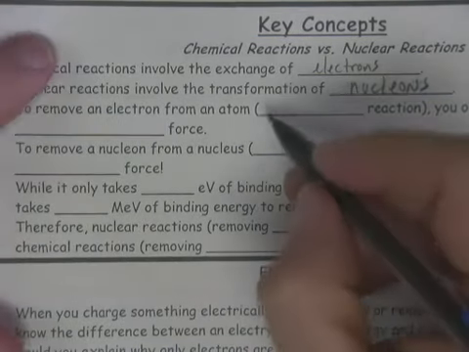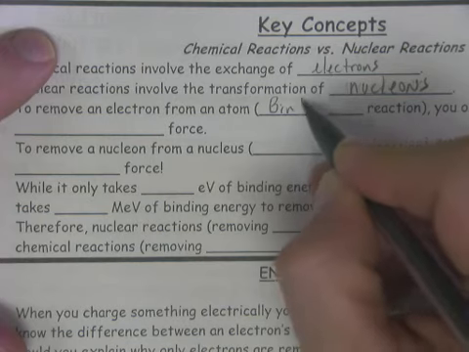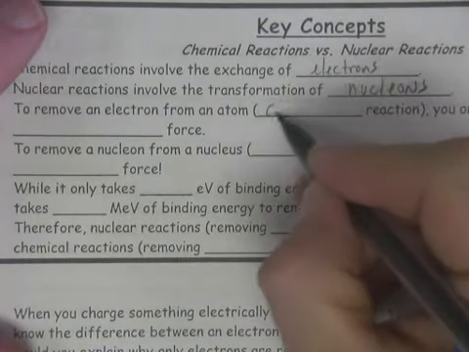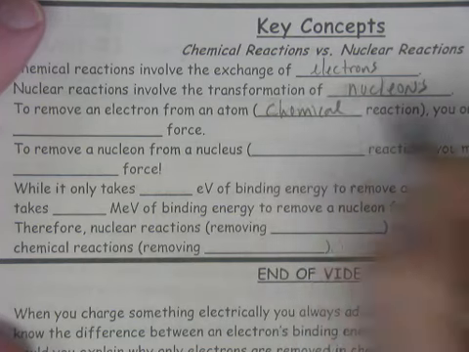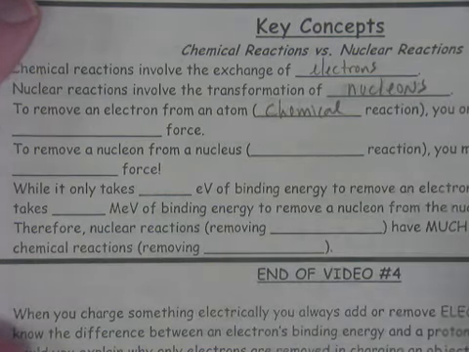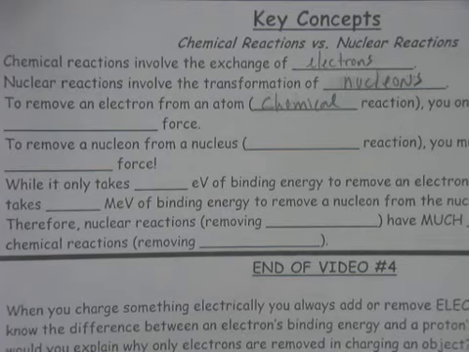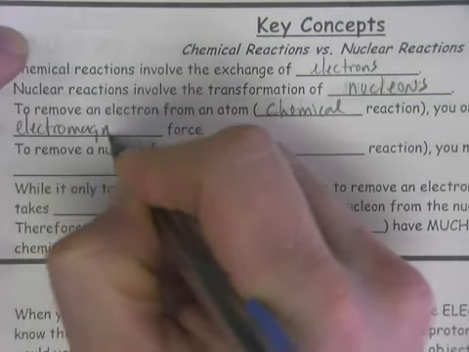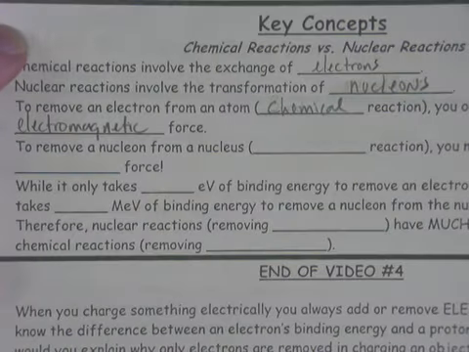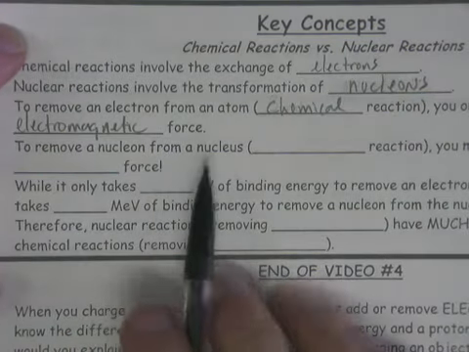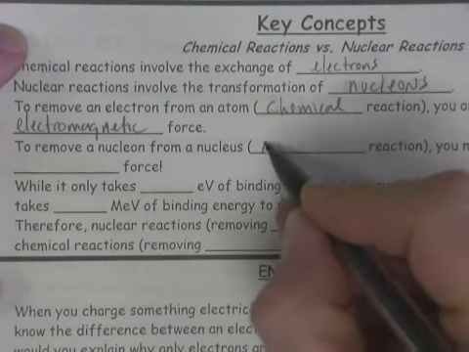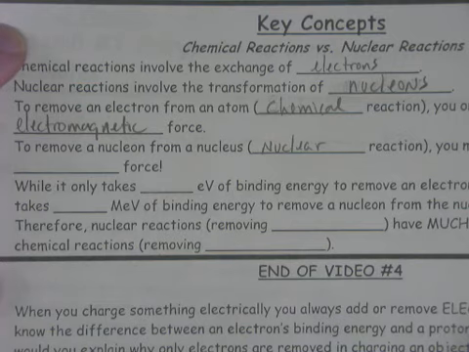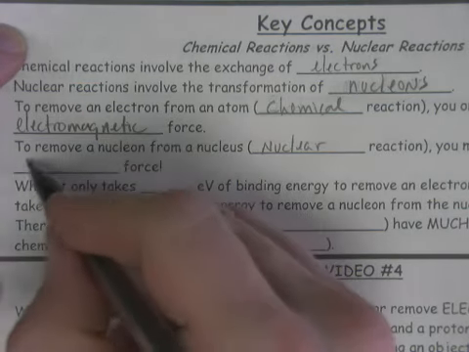To remove an electron, we call that binding energy. Oops, I'm ahead of myself. We call that a chemical reaction. For a chemical reaction, you only have to overcome the electromagnetic force. To remove a nucleon from a nucleus, now that's going to be a nuclear reaction because we're removing something from the nucleus. Excuse me, you must overcome the strong force.